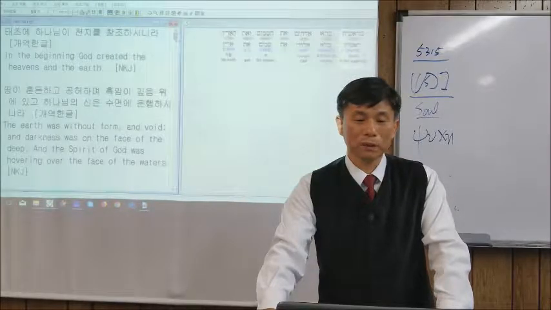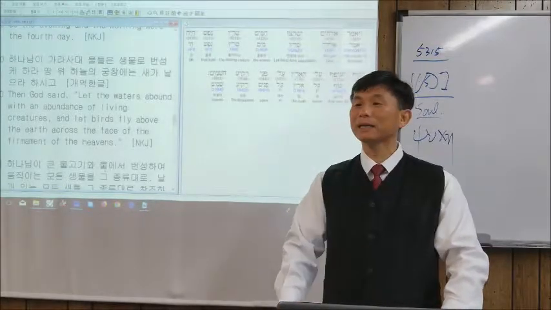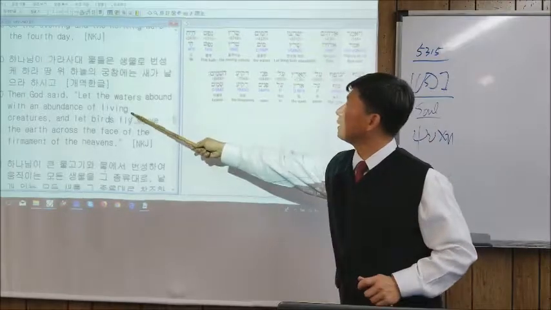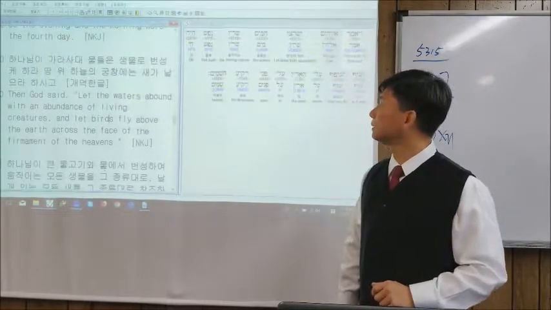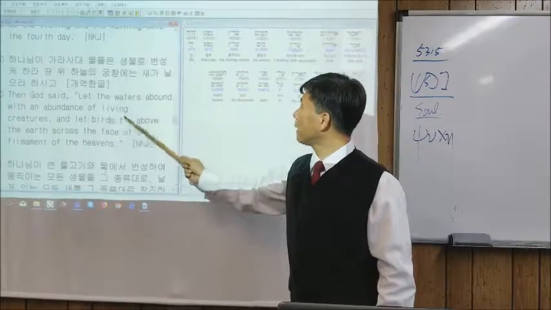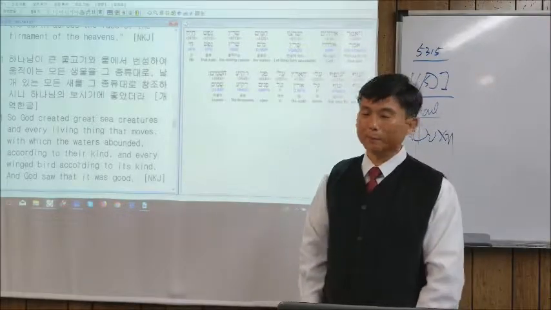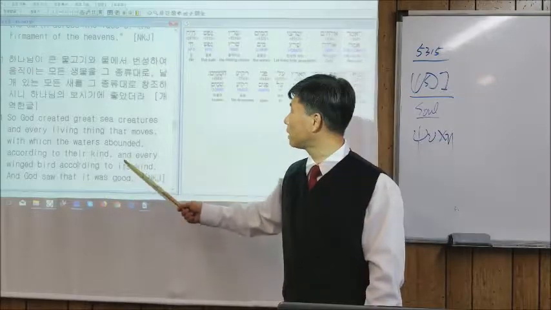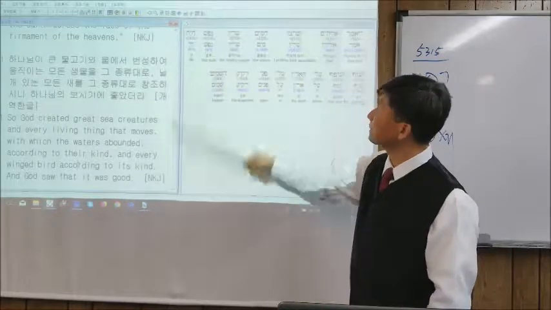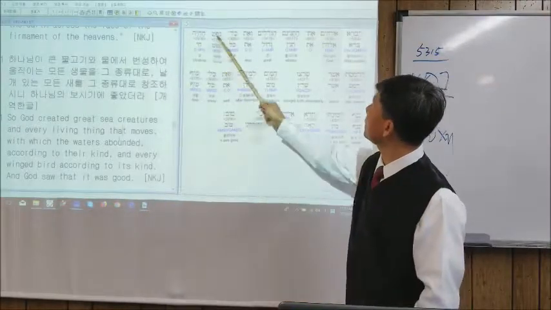When we go to chapter 1, verse 20, God says, let the water abound with an abundance of living creatures, right? Look at the living creature, nephesh. They just say living creature. And let birds fly over the earth across the face of the firmament of heaven. So those are birds that fly. And then verse 21, God created great sea creatures, every living thing that moves, with which the waters abounded according to their kind, every winged bird according to its kind. God saw it was good. Look here, nephesh. It's verse 20, and then 21. When we move to 21, you see nephesh, living creature.